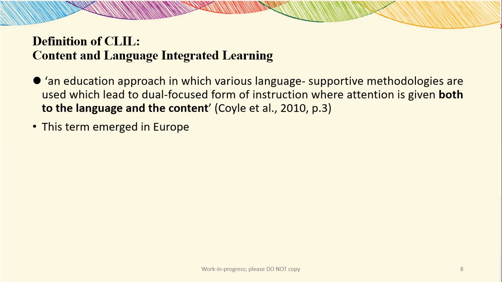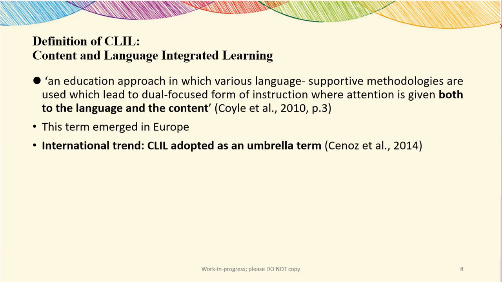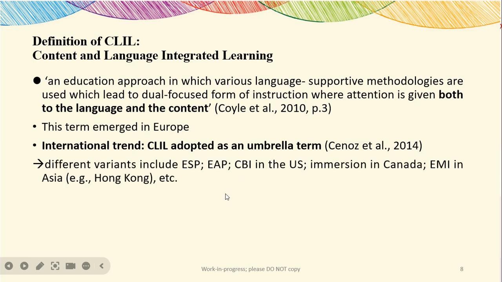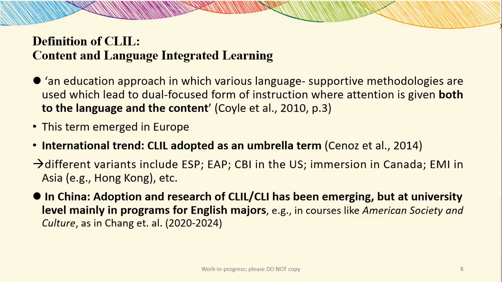Although this term emerged in Europe, it has become a term that has been widely adopted in an international context as an umbrella term. Some researchers argue that it could be an umbrella term to cover different variants, including ESP, EAP, CBI, immersion, or EMI. In China, adoption and research of CLIL, or content language integration, has been emerging, but at university level mainly in programs for English majors, such as in courses like American Society and Culture.